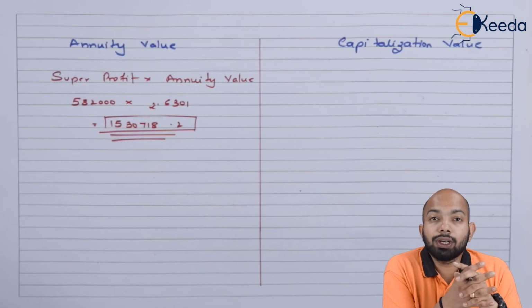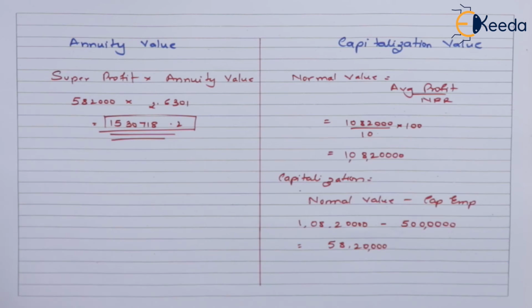Let's go ahead and figure out the capitalization value here. We've also figured out the capitalization value, where the normal value of the business is first figured out. That means the total normal value is average profit divided by NRR. Average profit has been mentioned as 10,82,000 divided by 10%, which gives you a total of 1 crore 8,20,000.